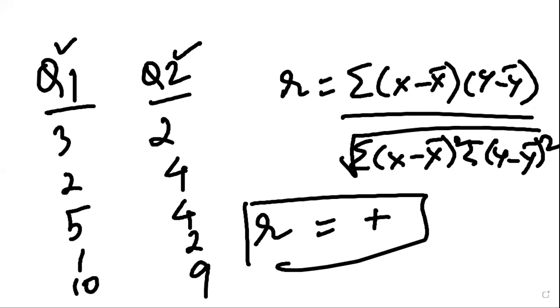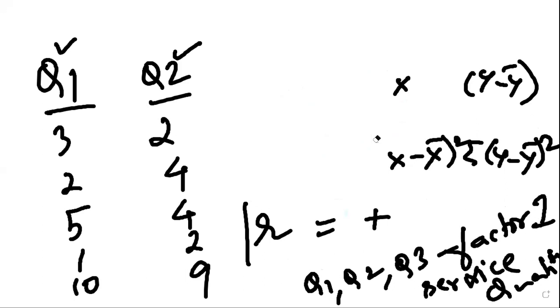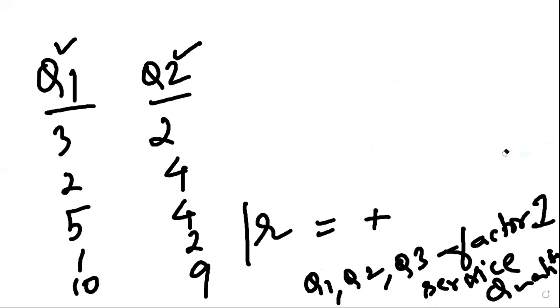Is it right? So whatever I told just now, you are finding the correlation, and what you do is call question number 1, question number 2, question number 3 factor 1. Factor 1 is what? Service quality. You can name it according to your convenience. Then question number 4 and 5.